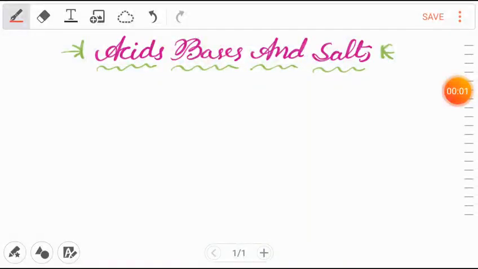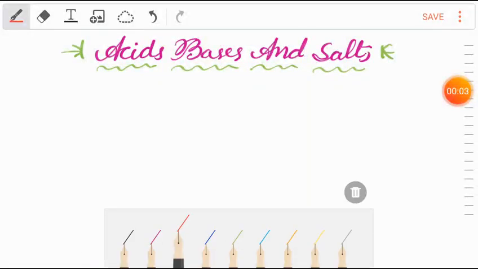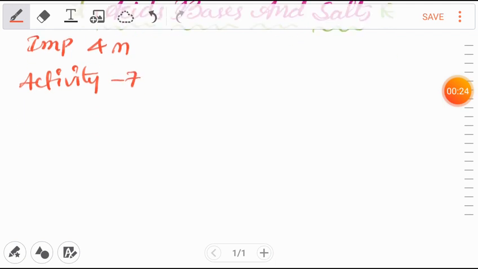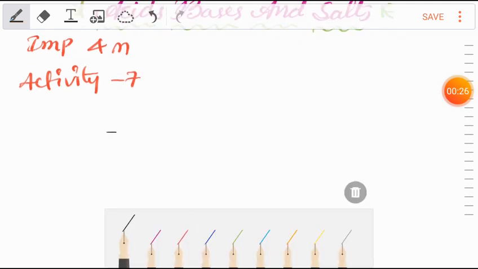Students, we are discussing acids, bases and salts, AP SCERT syllabus, state board, and today I am going to explain one important 4 mark question, that is Activity 7. What does Activity 7 say?